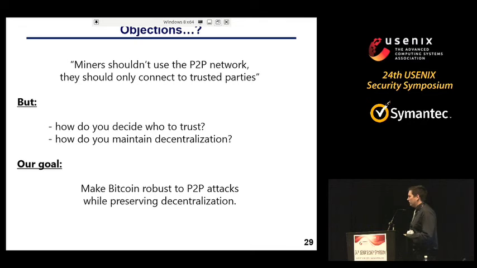So one objection is that this is really bad. The peer-to-peer network is vulnerable. Maybe miners shouldn't connect to the peer-to-peer network at all and only connect to trusted parties. But how do you decide who to trust? Major mining pools have engaged in things which are less than honest behavior. And if you did create some trusted club of networks, how do you let new people in? How do you determine who to trust? And how do you prevent this from becoming like a centralized club? Our goal was to make Bitcoin robust to peer-to-peer attacks while preserving the decentralization that's at the heart of Bitcoin.